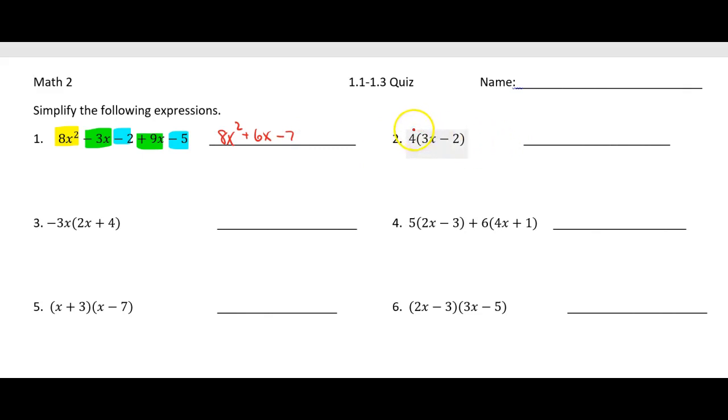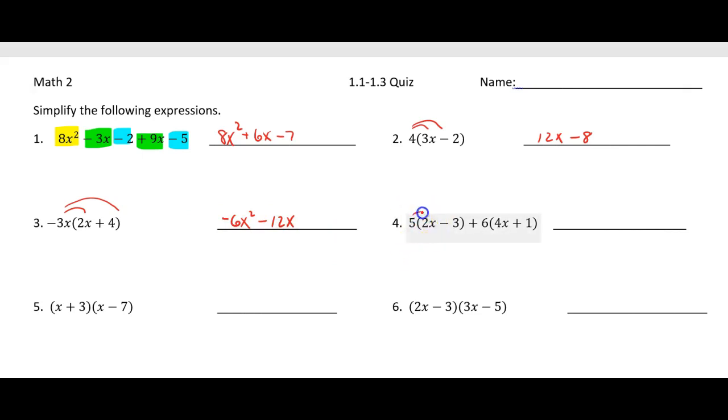Okay? Number 2 is just a distributive property. 4 times 3x gives you 12x. 4 times negative 2 is minus 8. These cannot be combined because they are not like terms. Number 3, remember, negative 3x times 2x gives you negative 3 times 2 is negative 6. X times x is x squared. Then negative 3x times 4 will give you negative 12x. These are not like terms, so they cannot be combined.